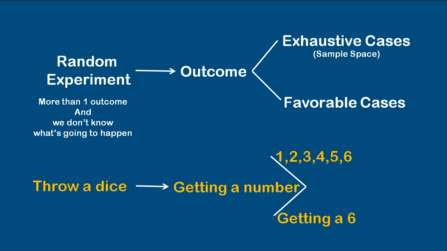What is the exhaustive case or sample space? Collecting all the possible outcomes is my sample space. And what is a favorable case? A favorable outcome or favorable case is getting what you want. Let's say as part of the question it asked what is the probability of getting number 6. So 6 is your favorable outcome.